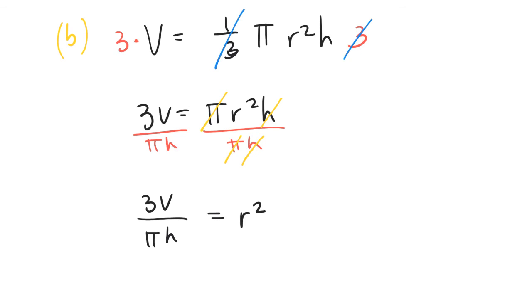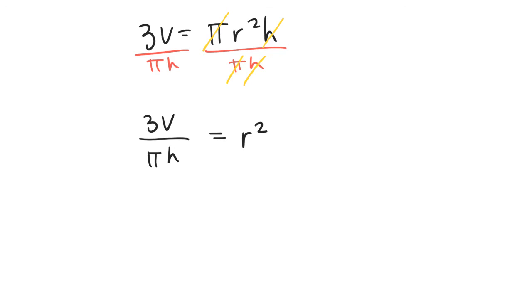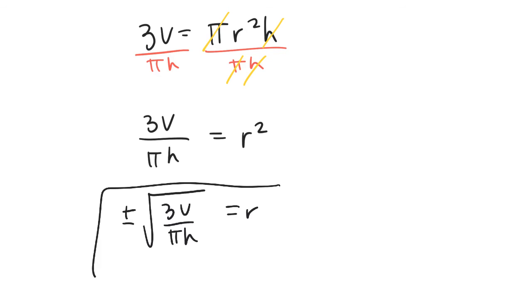John, you had your hand up first. When I take a square root of an answer, John, how many answers do I get? 2. Yeah. What are they? Whenever I take, like, the square root of 25, it is 5 or negative 5. Very good. Remember when you take a square root, you put a plus or minus in front of it. So this becomes the square root of 3V over pi h with a plus or minus out in front. That's the answer for r in terms of V and h.